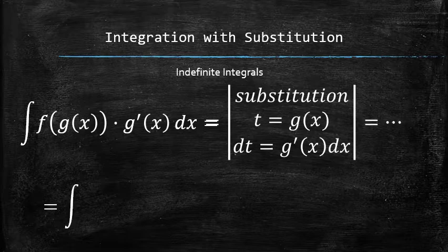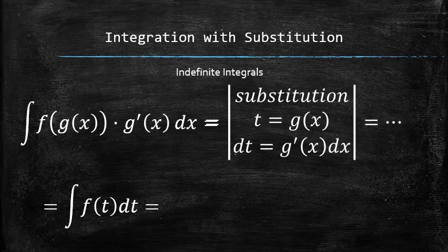Next, we plug in everything into the original integral, and notice how, because of the discovered pattern, we have nothing but the function of t left in the integral. We finish the process by finding the antiderivative and plugging the original function g of x back for t.